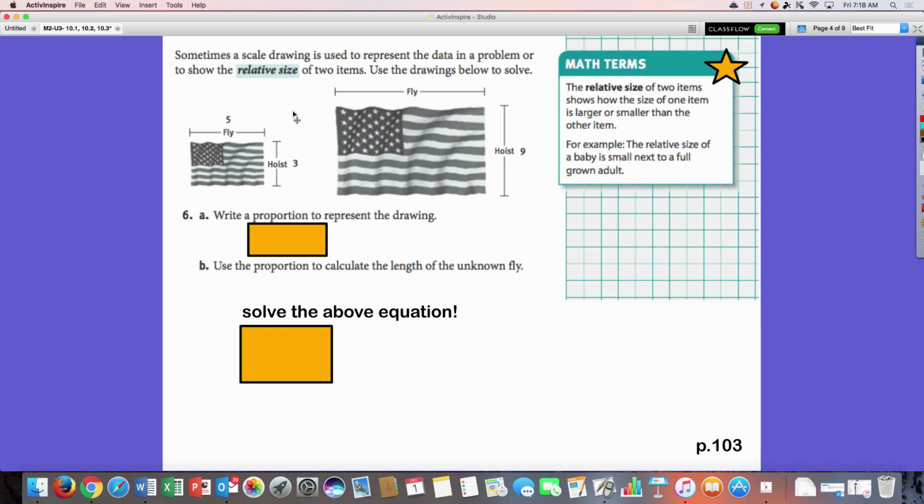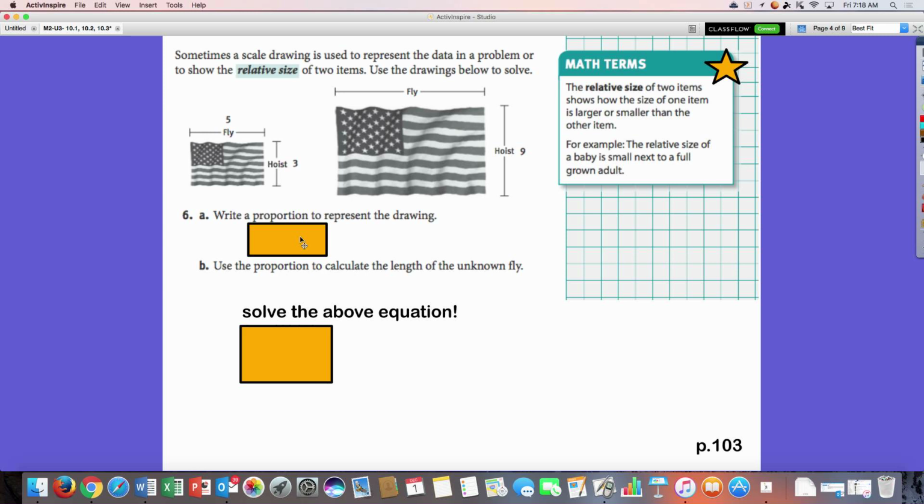Sometimes a scale drawing is used to represent the data or problem shown, the relative size of two items. Look at the drawings below to solve. So again, we've got our hoist and our fly. Hoist and fly. And these are proportional, right? Hoist over fly. So let's write a proportion to represent that drawing.